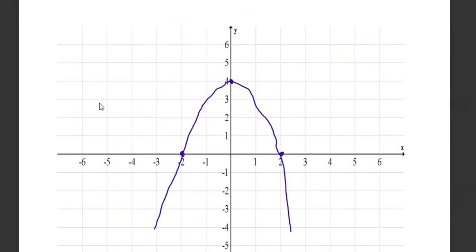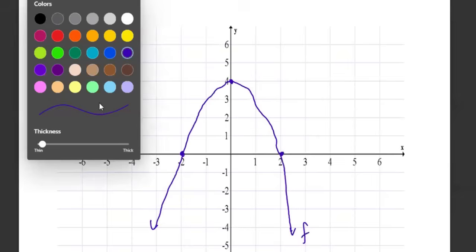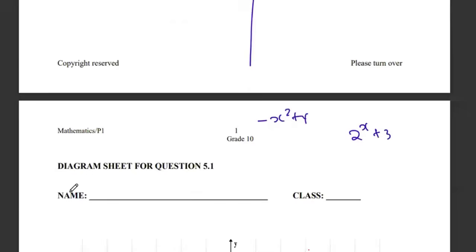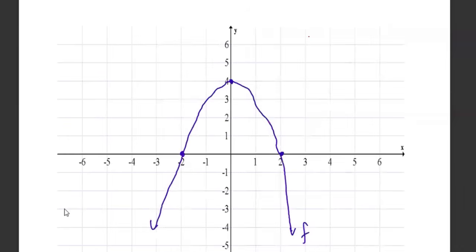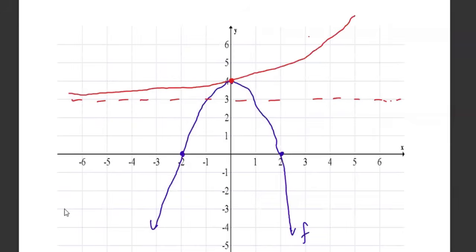Oops, the graph is looking weird, but it's fine. At least the shape is a parabola. And then with the exponential, the first thing I need to do is indicate the asymptote, which is y = 3. Asymptotes are indicated using a dotted line. Then the y-intercept is going to be 4, and the graph must be moving towards the asymptote, but also increasing in that direction.